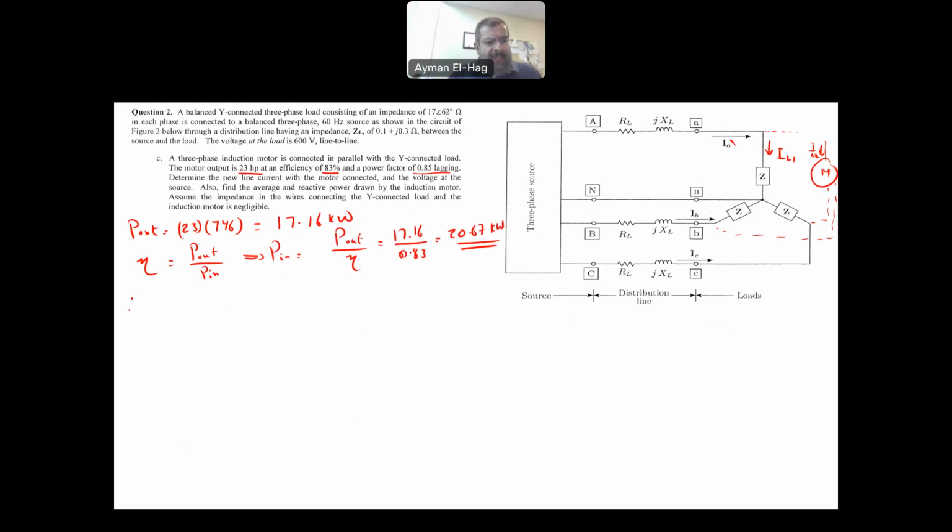So from this, I can find IL2, or I of the motor. It's equal to the P, 20.67 times 10 to the power 3, which is kilowatt, divided by root 3 times 600. And then the angle is minus cosine inverse of 0.85, because this is a 0.85 power factor lagging. So the current has to be minus, which makes sense because this is an inductive load.